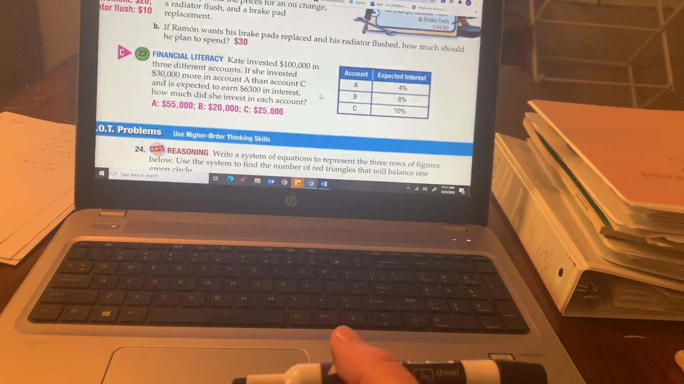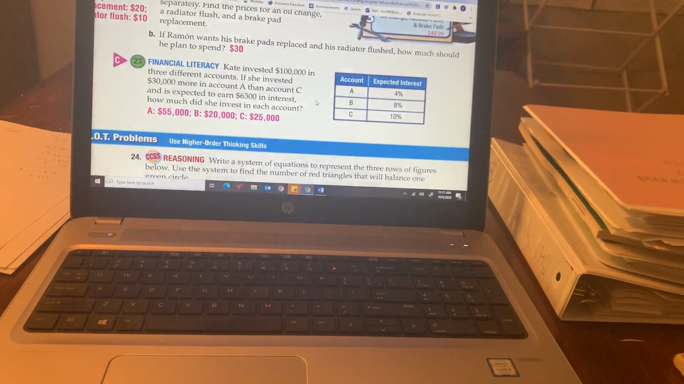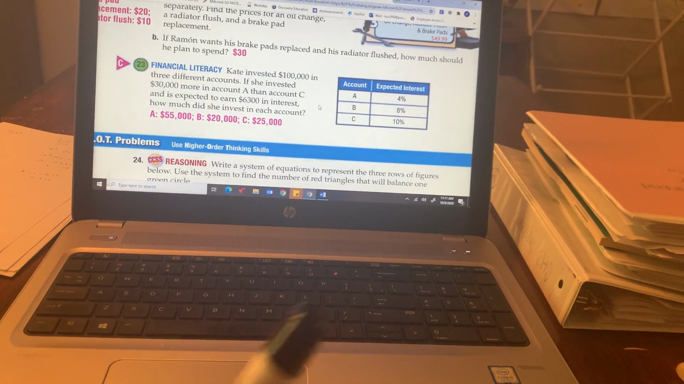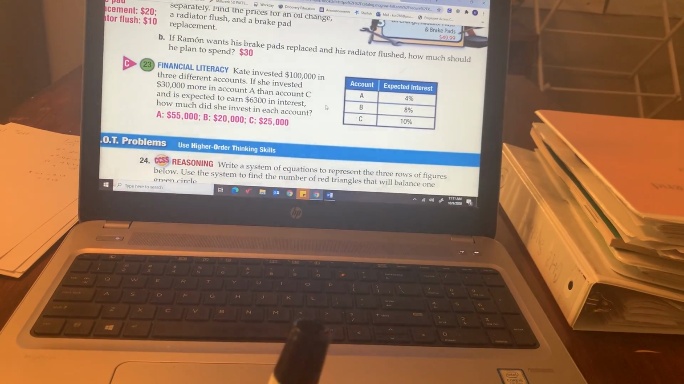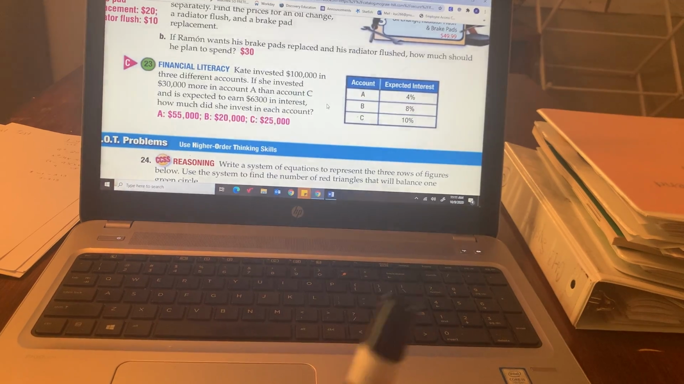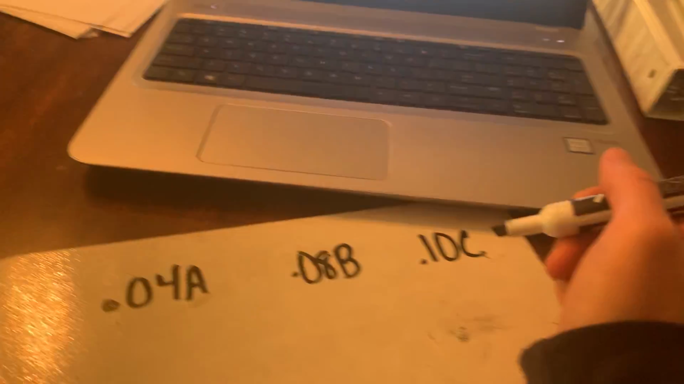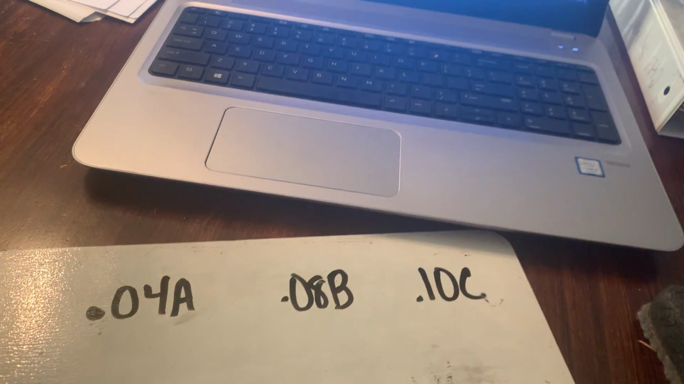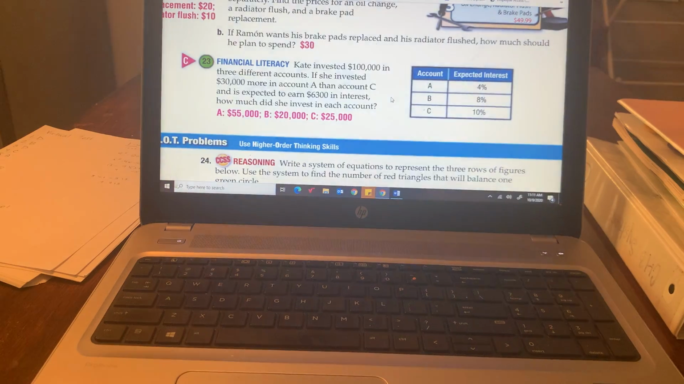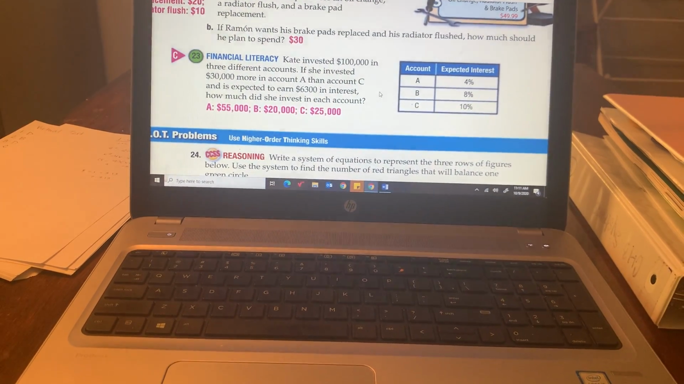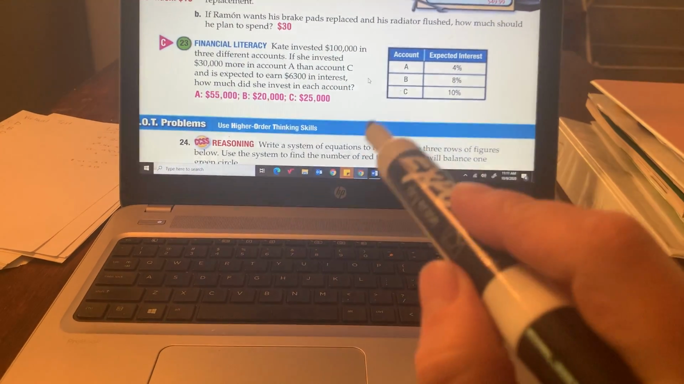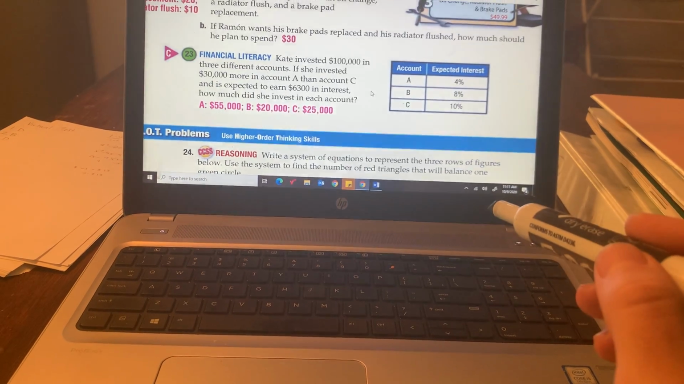Okay, so account A is 4% interest, so 0.04A. And then account B is 0.08B. And account C is 0.10. You don't have to write the 0C. So 4%, 8%, 6. So a percent of the amount she put in is her total amount of interest that she's going to get.